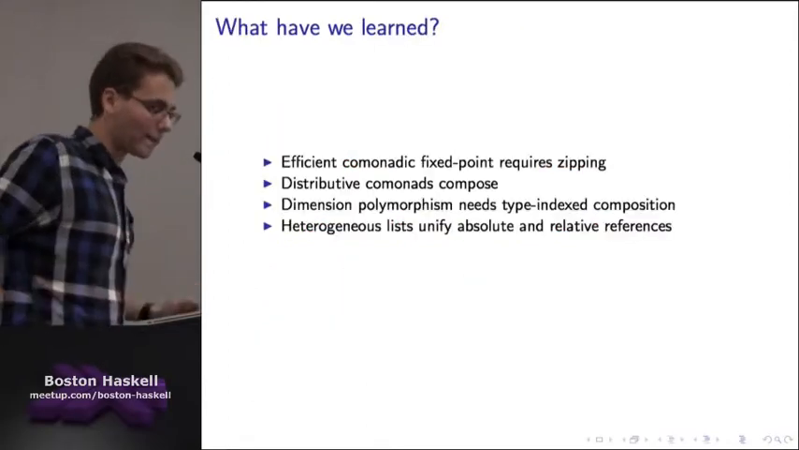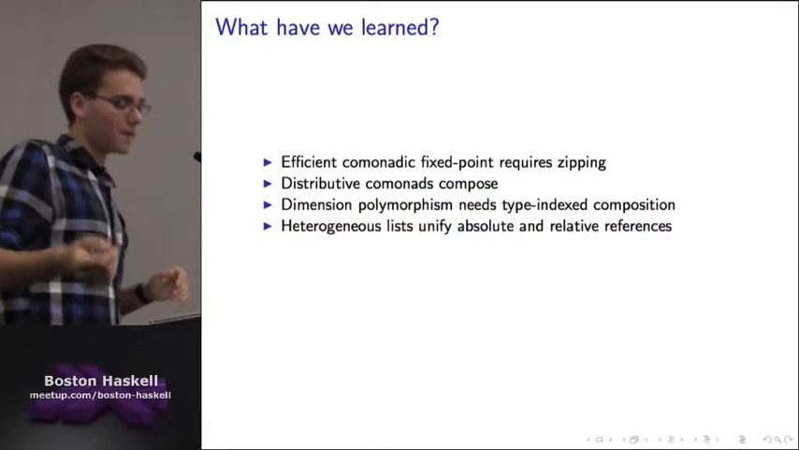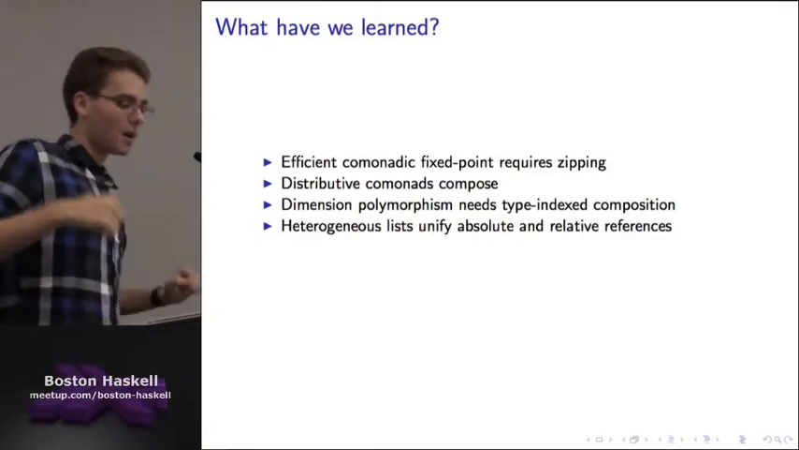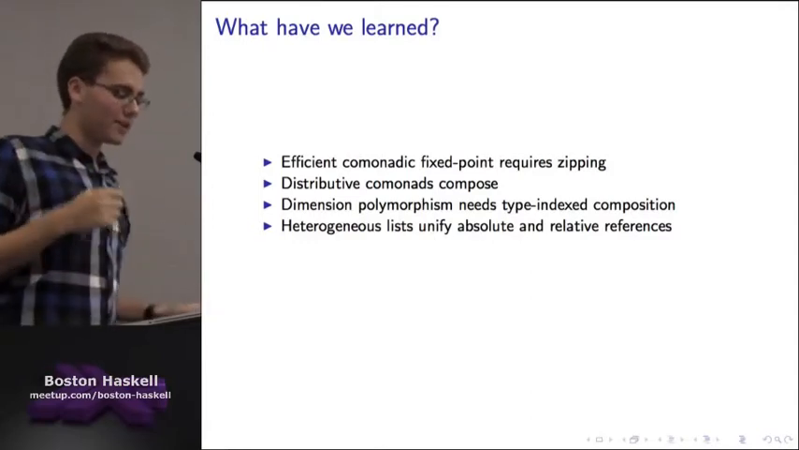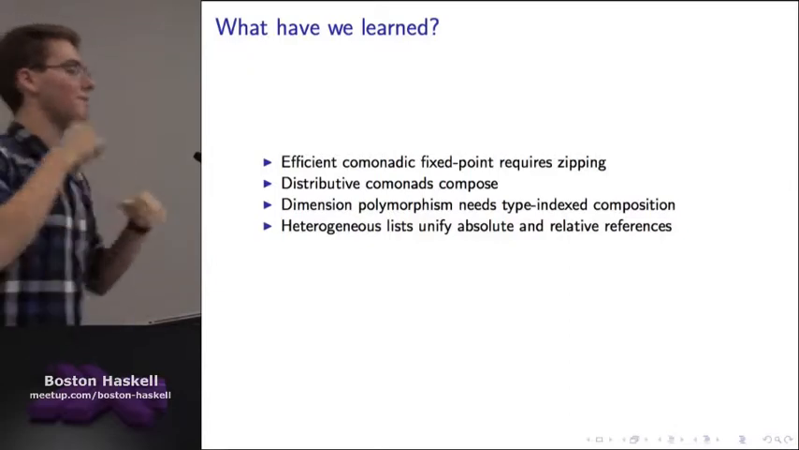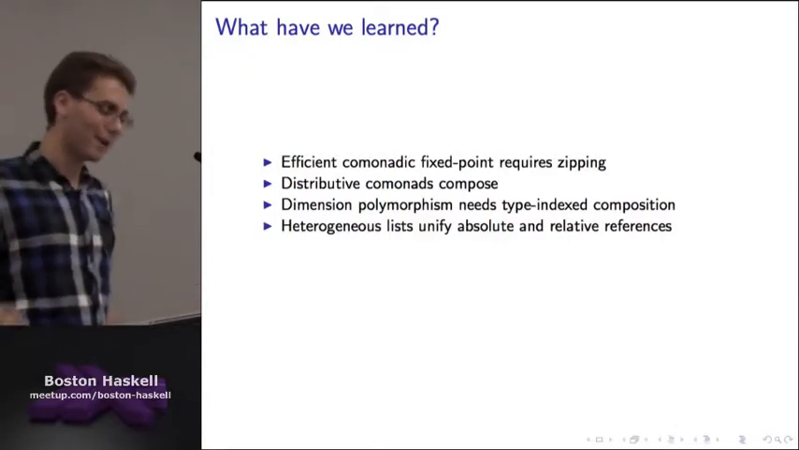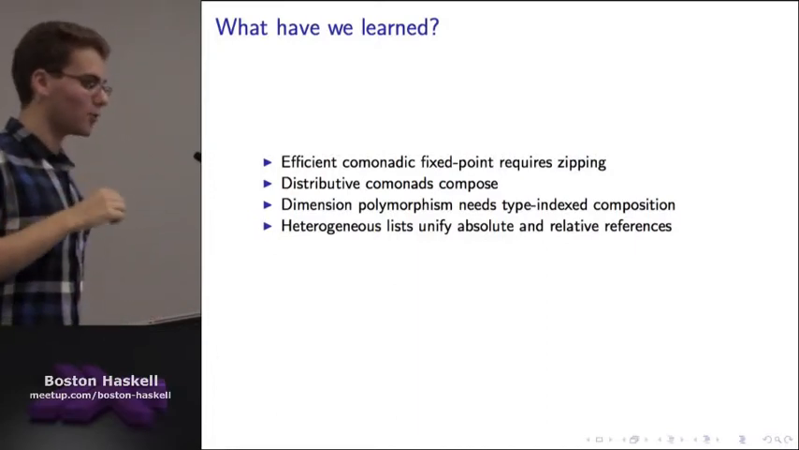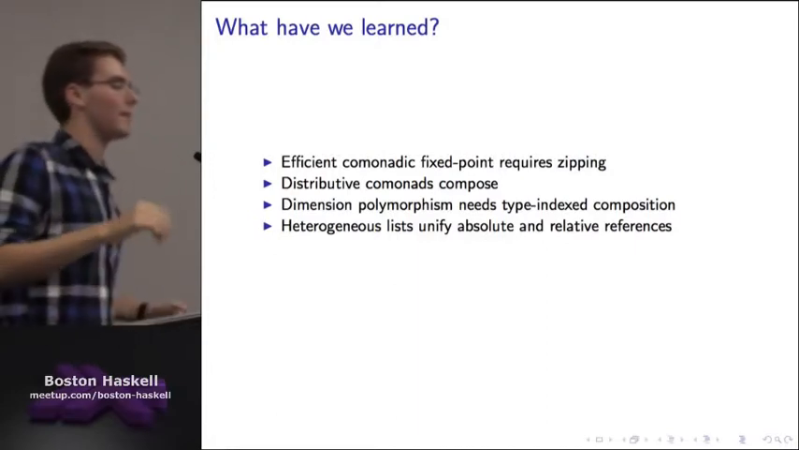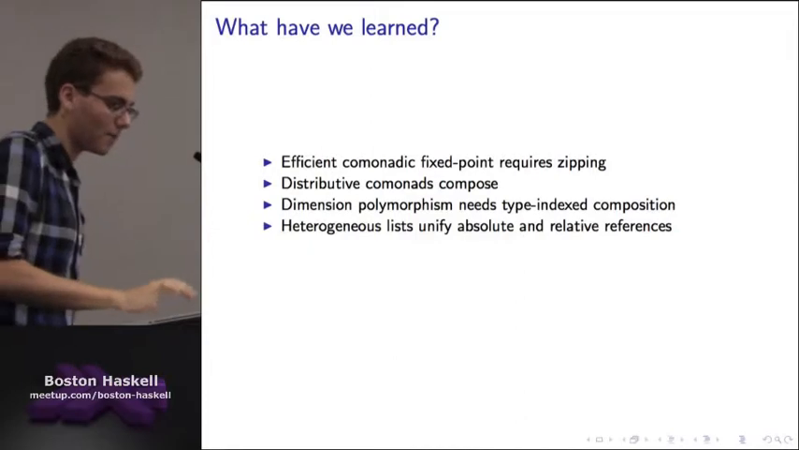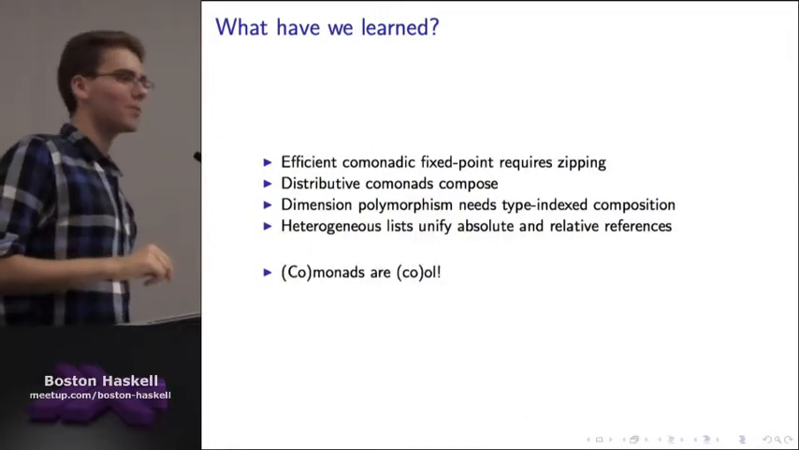So where are we? We've got this efficient comonadic fixed point that requires us to have zip. We've got that distributive comonads compose with one another. We've got that dimension polymorphism needs this kind of type indexed composition if we don't want to feel bad about ourselves. And that heterogeneous lists can be used to unify absolute and relative references in a type-safe way. Comonads are pretty cool.